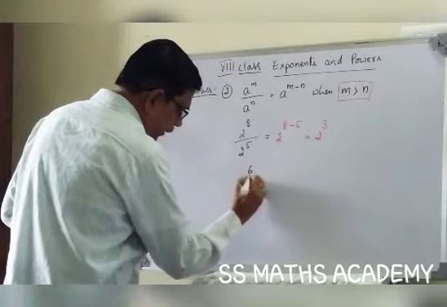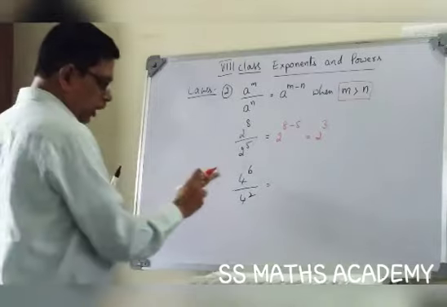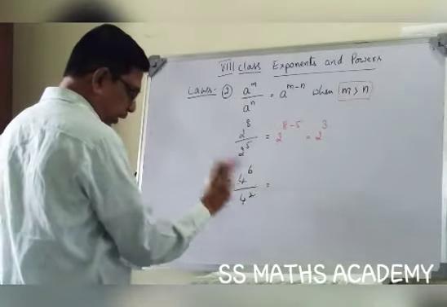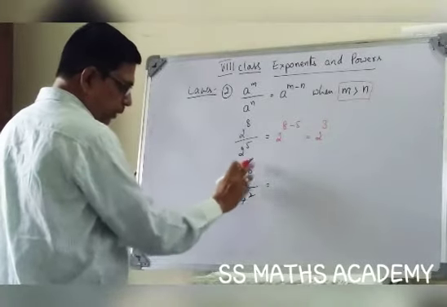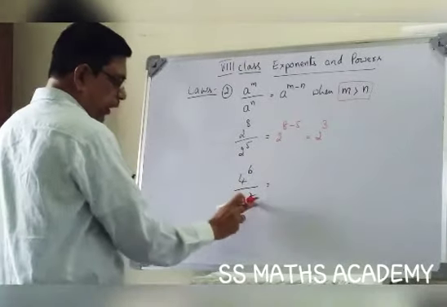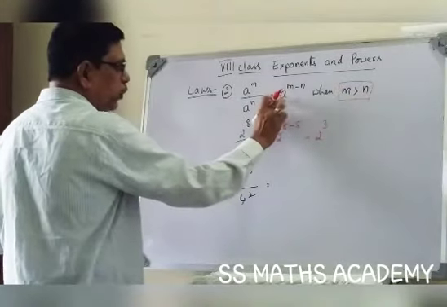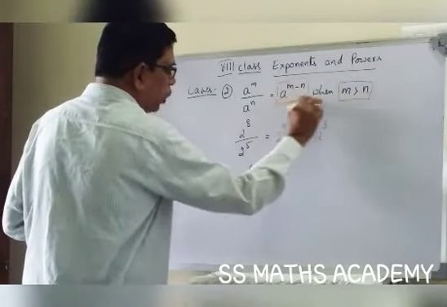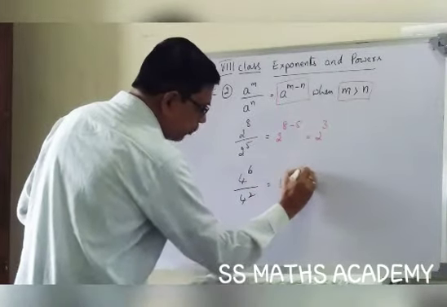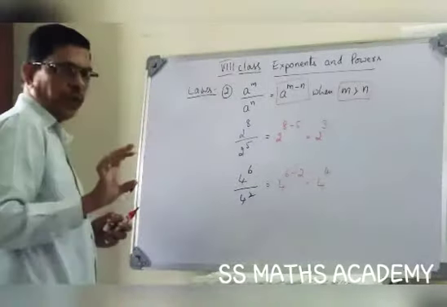Next, 4 to the power of 6 by 4 to the power of 2. Here also the base is 4, the power is 6. Here the base is 4, the exponent is 2. Same bases but with different powers. Here we are dividing one by another. 6 is greater than 2, that is m is greater than n. When m is greater than n, we need to apply this formula: a to the power of m minus n. That is 4 to the power of 6 minus 2, which is equal to 4 to the power of 4. Is it clear, all of you?